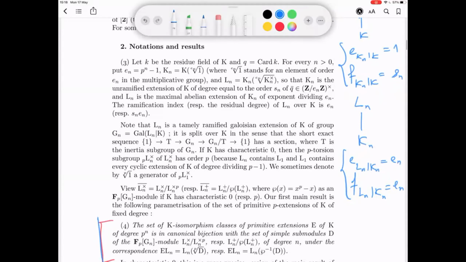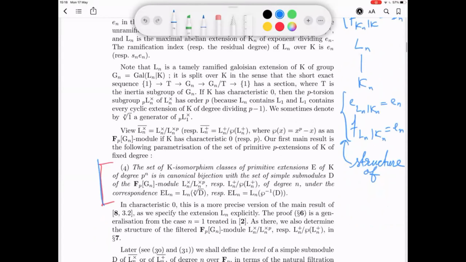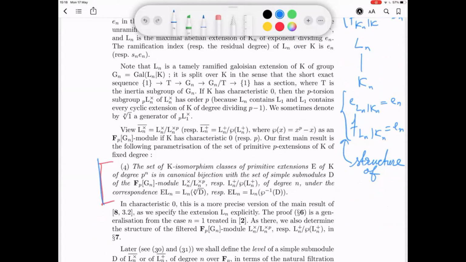And that comes from the structure of Kn star modulo Kn star to the power En. Right? We are doing Kummer theory here.